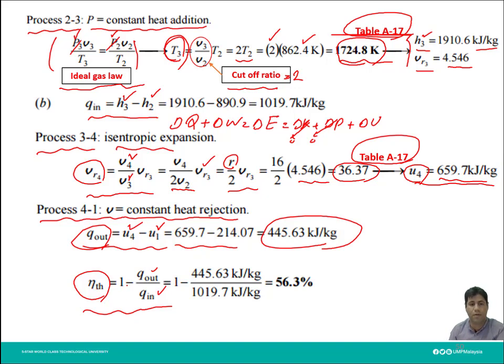Thermal efficiency will be equal to 1 minus Q out divided by Q in. We have Q out, we have Q in, then we can calculate the thermal efficiency for this diesel cycle, which is equal to 56.3%. So we found the answer for part B. Let's see how we can find the answer for part C of the question.